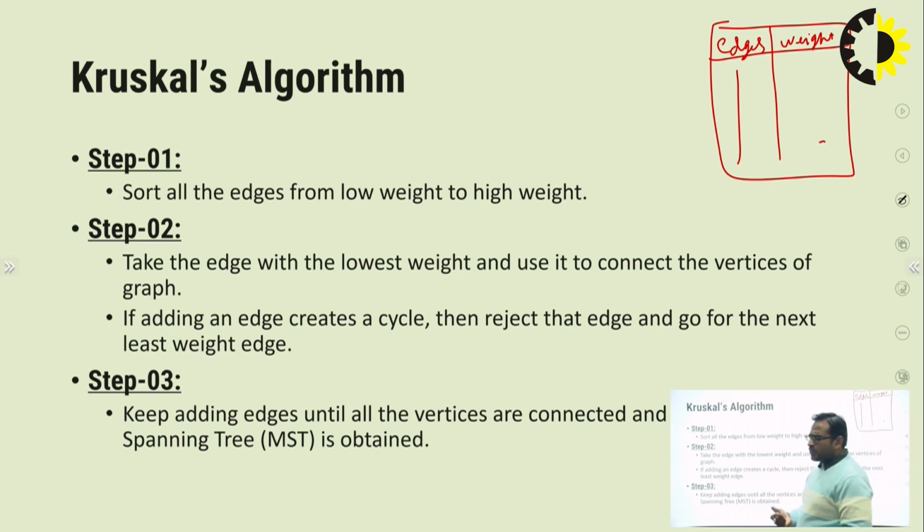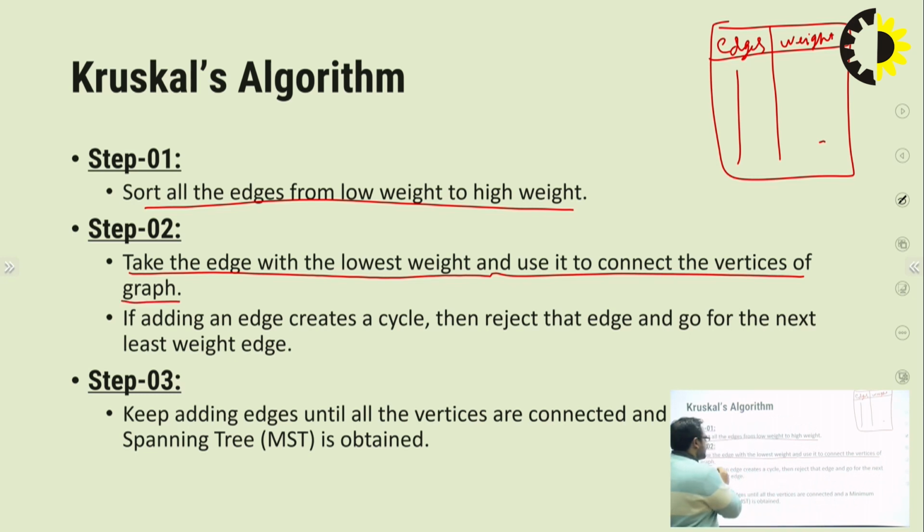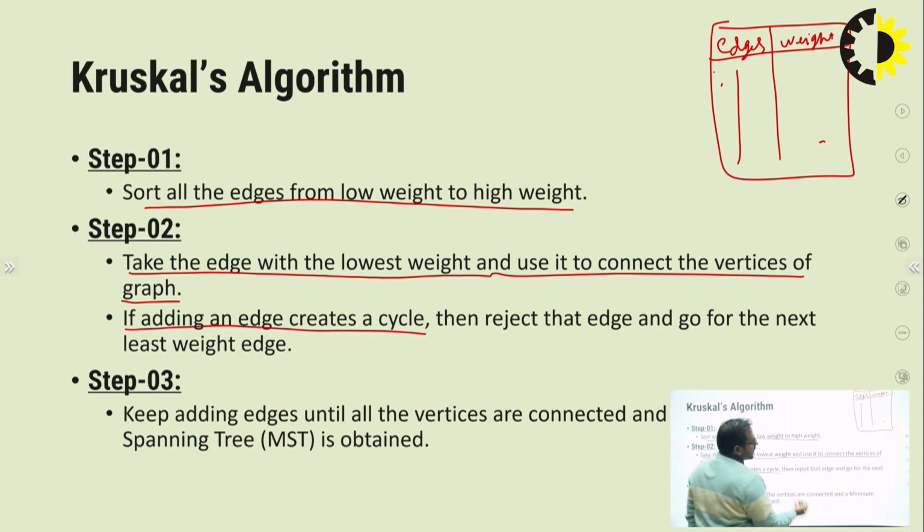Obviously, whenever I am going to create a minimum spanning tree, you have to select the minimum weighted edges, right? So you have to sort all the edges from low to high weight. Take the edge with the lowest weight and use it to connect the vertex to the graph. So one by one, I am selecting the edge from this table and drawing it in the graph. Okay, one by one. And if adding an edge creates a cycle, you should reject it, right? And then go to the next least weight edge.